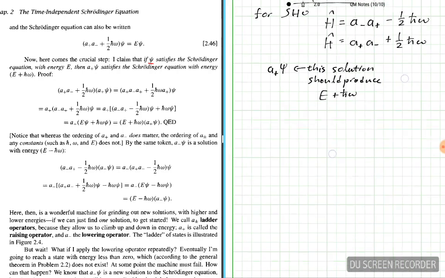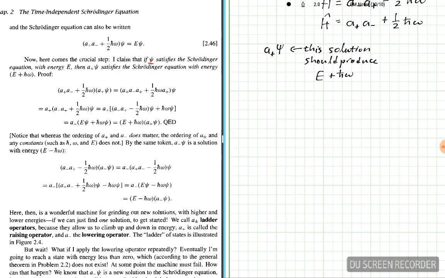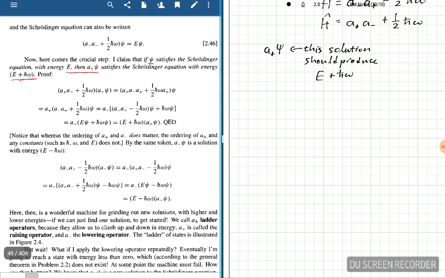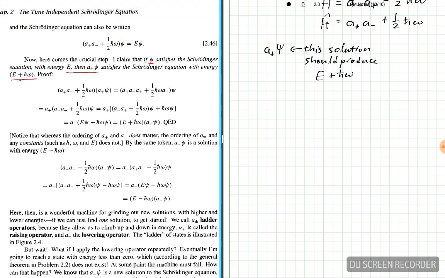So it might seem like we've done a lot of work so far to get these results without really any concrete motivation. This is now our concrete motivation. Our whole point was to get something that will raise the energy by a specific amount. So let's go ahead and see if that's true.